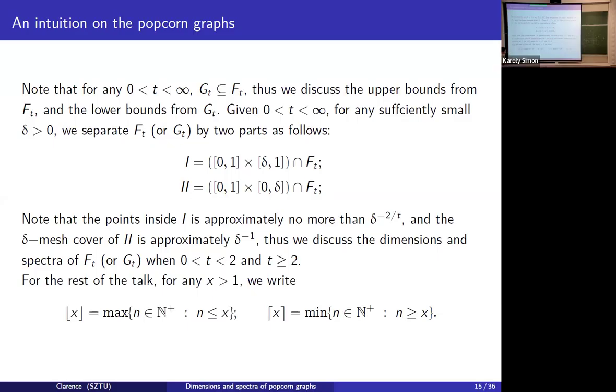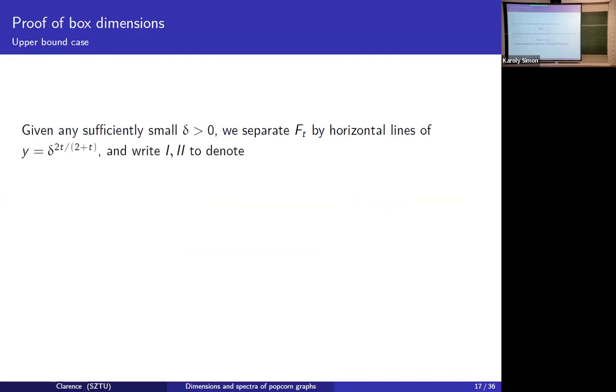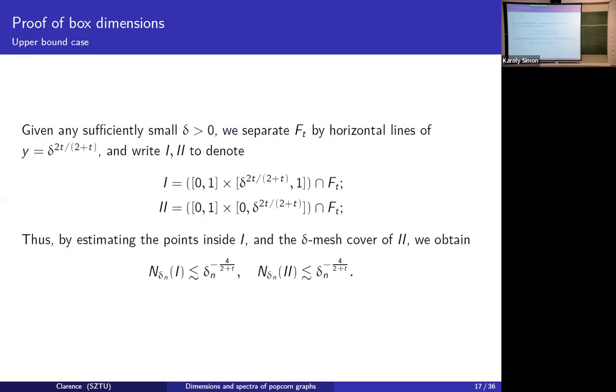For the rest of the talk, for simplicity, I use the floor function and ceiling function for some notations. However, I will talk more about the intuition and the ideas than the details. So, the general ideas for the box dimensions follow from the natural intuition like this. For the upper bound, we directly prove it from the natural intuition here. However, for the lower bound, we will apply the Chernoff inequality at first and apply the differentiable type estimates. So for the upper bound, we follow the ideas of the natural intuition.